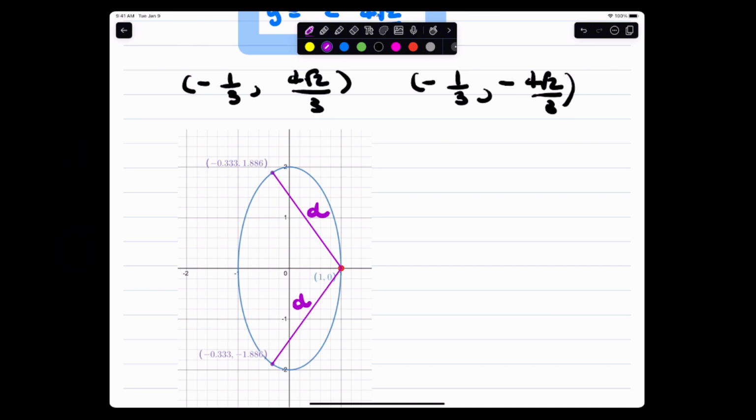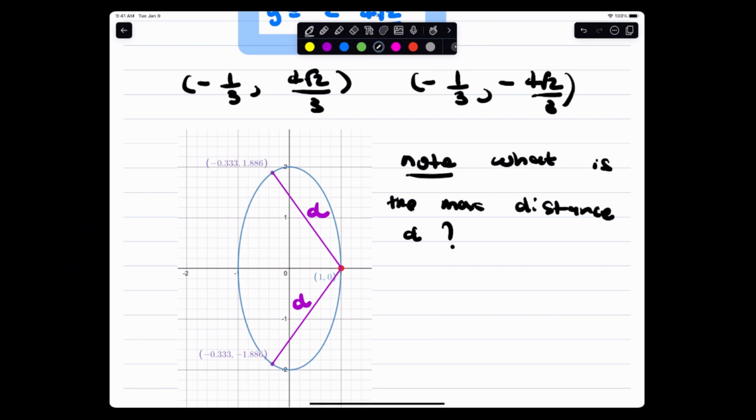And if they really got creative, you say, oh my God. No. What is the maximum what? Distance. D. Okay, there's actually 2 locations. So you might even say, what is that maximum distance? How would you find it? Just take one of these points and plug it in your distance formula.